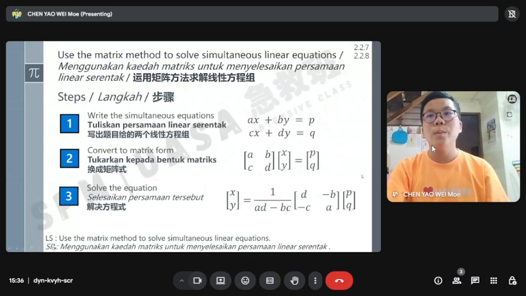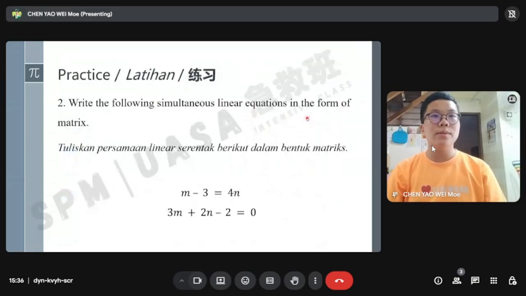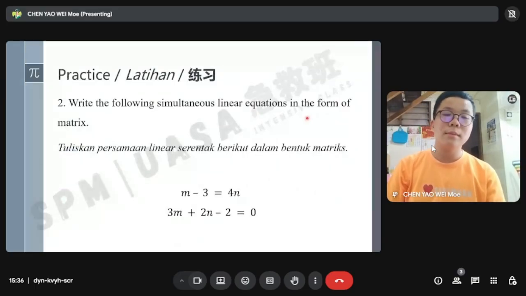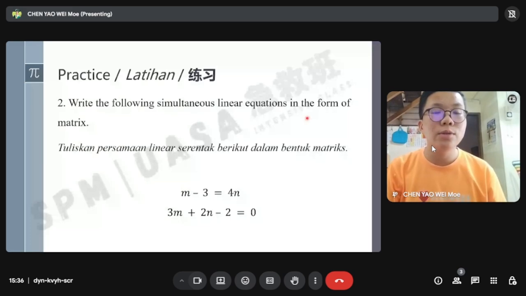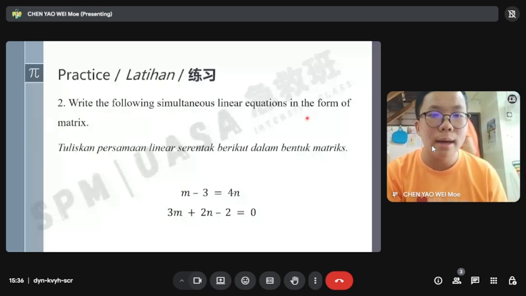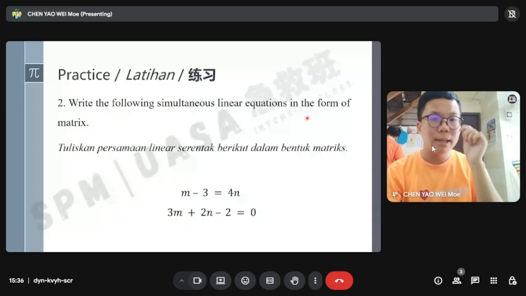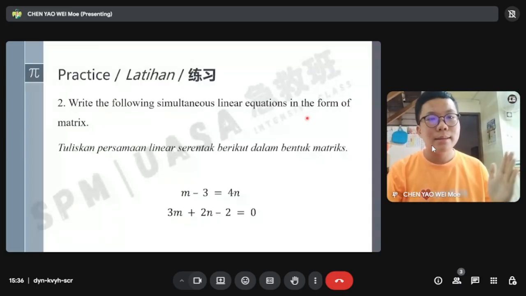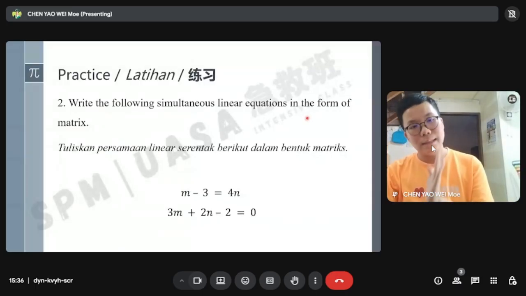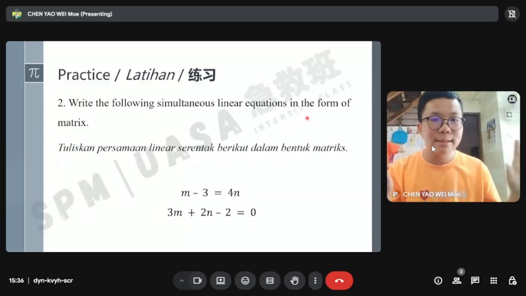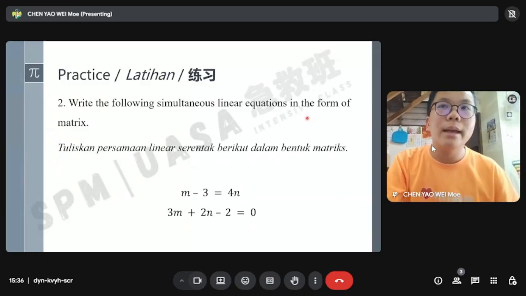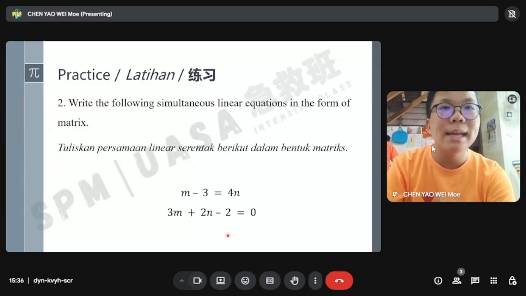And now we move to one question. This is for matrices: when you want to make this simultaneous equation become matrix form. Okay, first, how do you do that? First thing, you put all the alphabet terms on one side and numbers on the other side, separated, and you represent it like this.